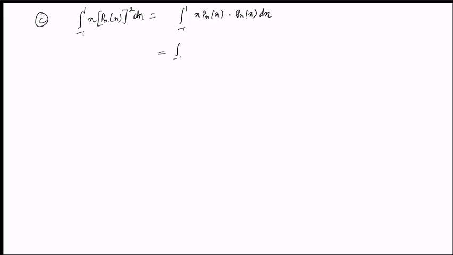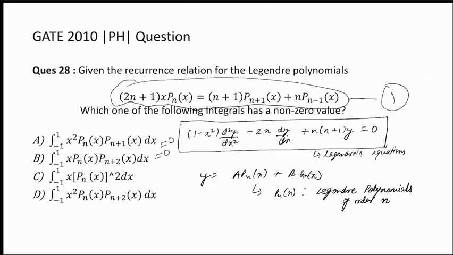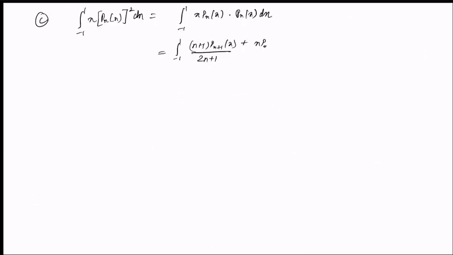x times Pn(x) can be expanded using the same function which I have written: n plus 1 P of n plus 1 of x upon 2n plus 1 plus n P of n minus 1 of x upon 2n plus 1, this times P of n(x) dx. Now you just do the multiplication. Pn plus 1 times Pn(x) will be 0, and similarly Pn minus 1 times Pn(x) will be 0, because these indices are different. It is n minus 1 here, n here, they are different, so it is 0. N plus 1 here, n here, so they are different, so equal to 0. So this will also be 0.